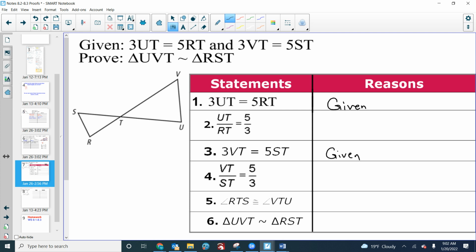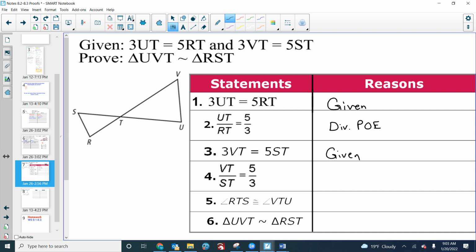Just a little checkpoint. What did you guys put for step 2? The reason for step 2. A hint, this goes way back to algebraic proofs before we even did geometric proofs. What did they do to both sides? Levi? Division property of equality. Yeah, it's been a while. The division POE, property of equality.